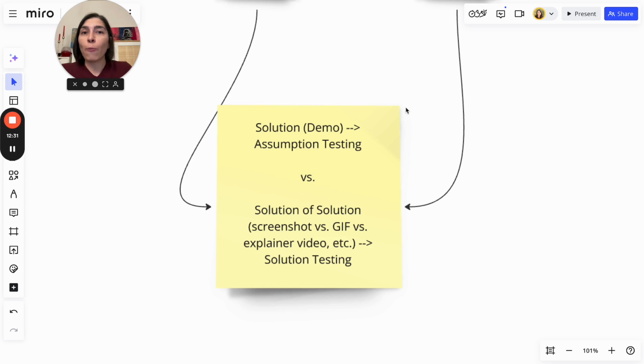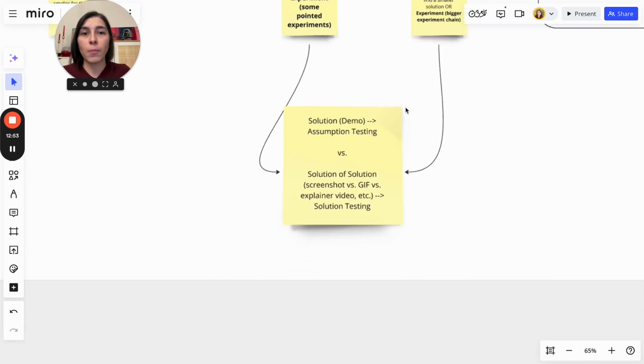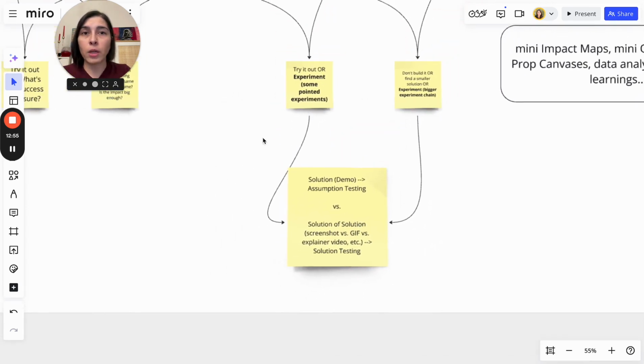Versus, what is a demo? Is it just a screenshot that shows how it looks after you sign up? Is it a GIF? Is it an explainer video? Is it a real demo environment that you can find, for example, in analytics tools like Amplitude or Mixpanel? Like, what does demo mean? In that case, we're in the solution testing space, right? And here is where you can decide what you need. Where are you on this level with this idea? Are you on the solution level or the solution of the solution level?